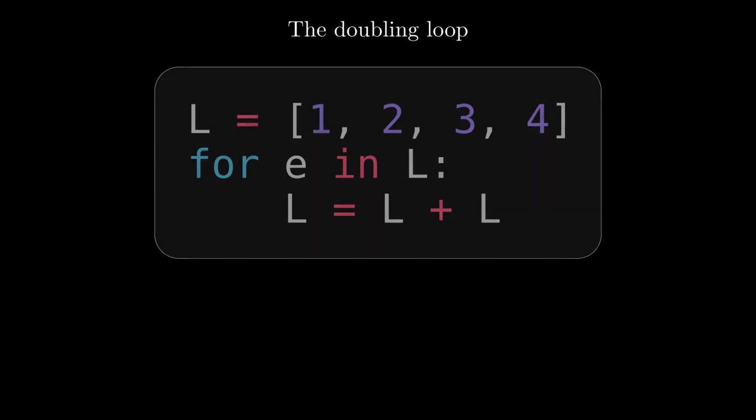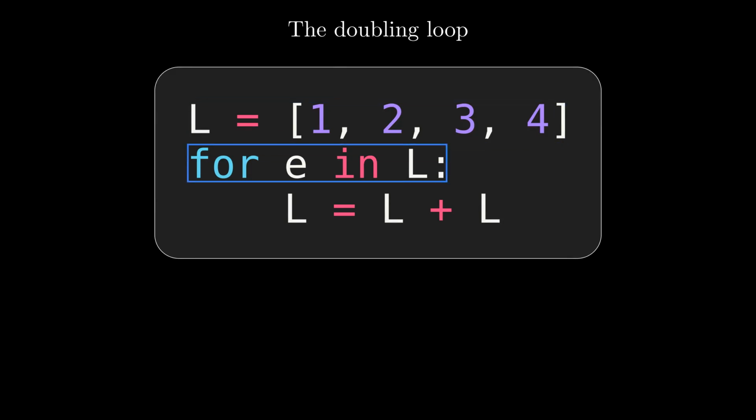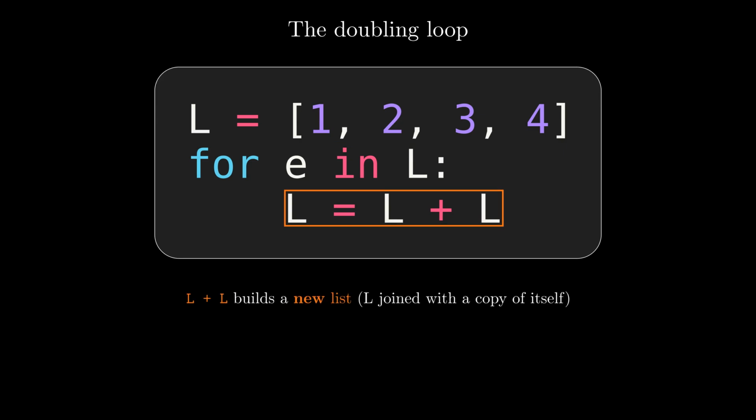Start with L holding 1, 2, 3, 4. We write a loop that walks every element of L, and the loop variable is E. Inside the loop, one line. L is set to L plus L. That plus sign is the concatenation operator. It joins L with a copy of itself. Let me give you the answer first, then prove it with a memory diagram.